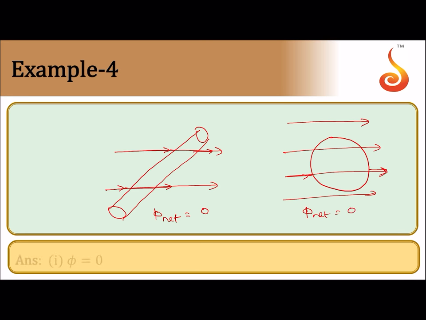So if I have a uniform electric field, any closed surface I put in the electric field, the net flux is zero. Please draw these two diagrams also. I have a cylinder at an angle and I have a sphere, or you can put a cube, you can put an irregular surface, any surface, the flux through that surface will be zero.